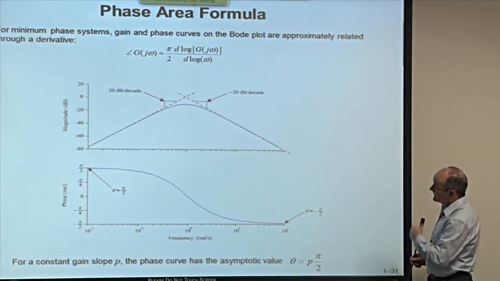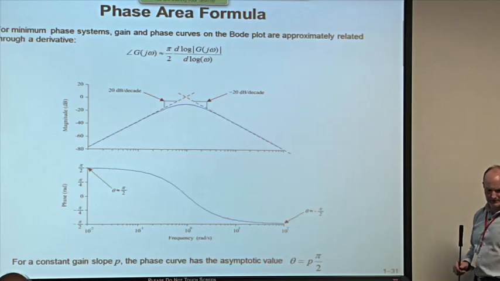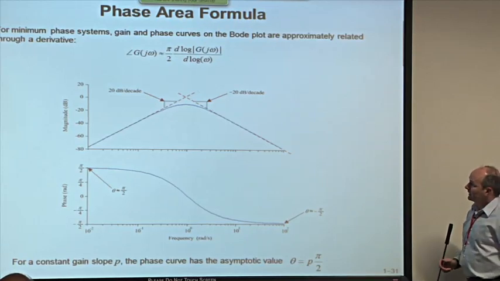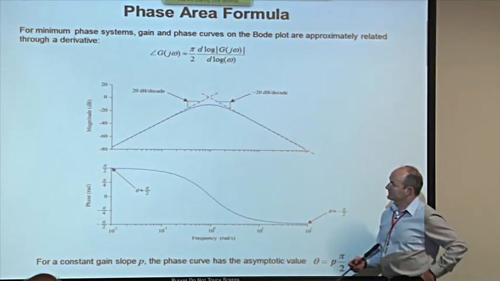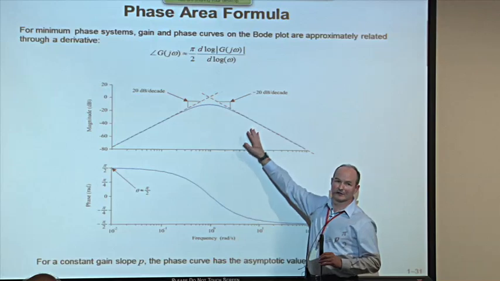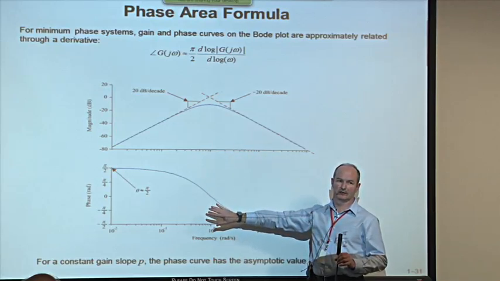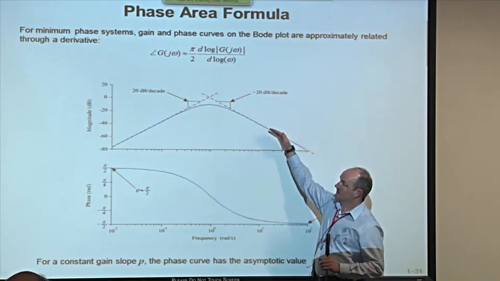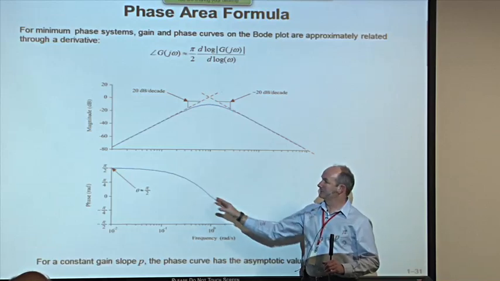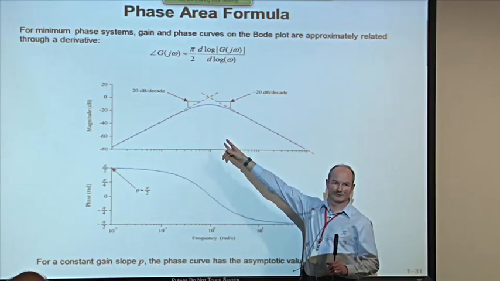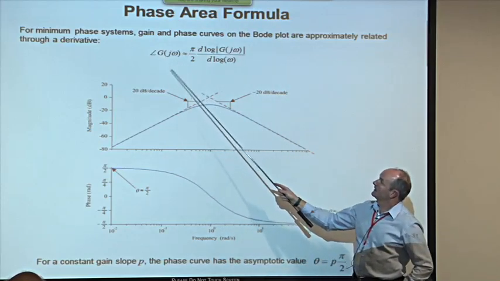Okay, just finally, I want to make a point of this because there's a misconception that's quite widespread, I think, about minimum phase systems. There is a relationship between the magnitude curve and the phase curve of the Bode plot for minimum phase systems only, right? It relates the slope of the magnitude curve to the phase, or the integral of the phase to the magnitude curve, one or the other. And it's called the phase area formula. Most often it's thought of in these terms.